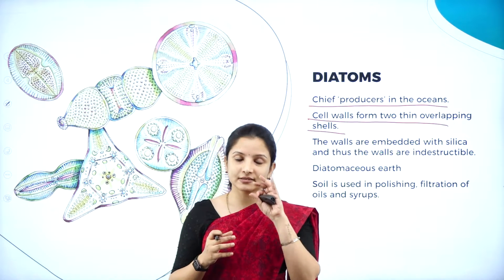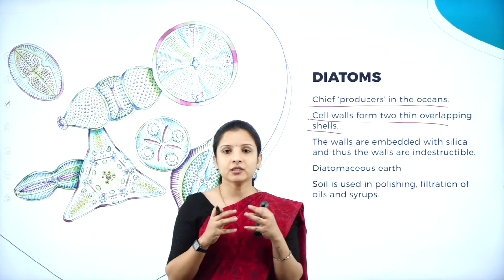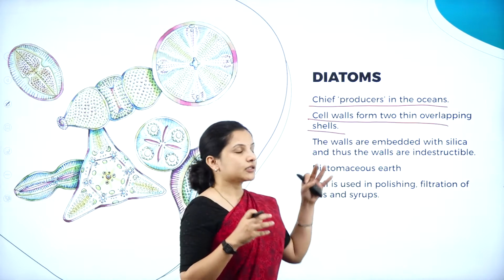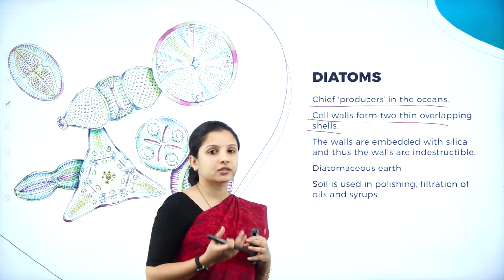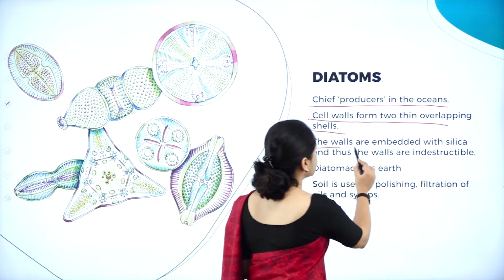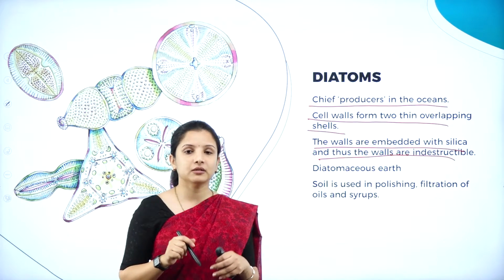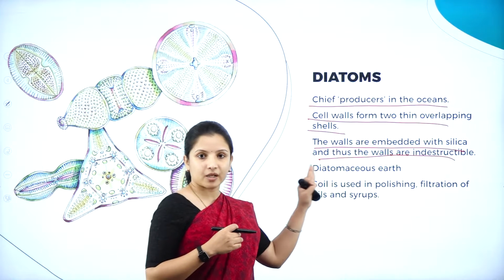Why? Because the silica present on the diatom gives it a long shelf life, and also it is indestructible. That is, you cannot destroy it. It is very rigid, very hard. The walls are embedded with silica, and thus the walls are indestructible. You cannot destroy the walls because they are very, very hard, made up of silica.